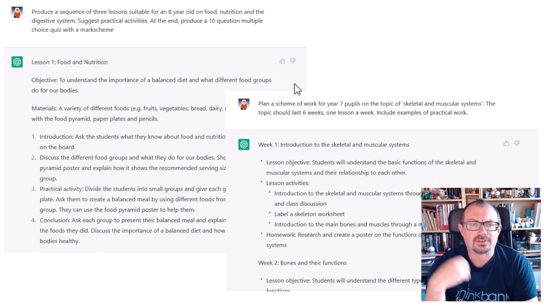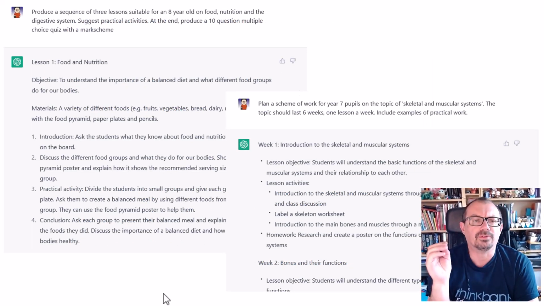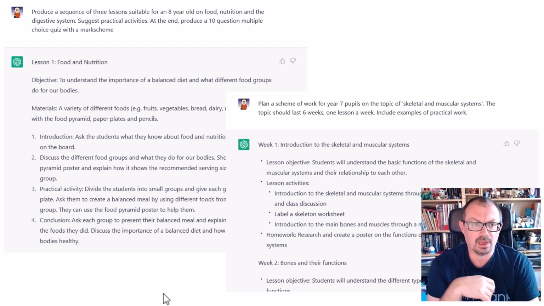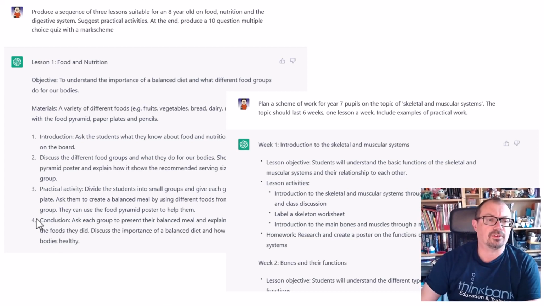So from that, I then started thinking, well, how would a teacher use this? And I was thinking of this for teachers and using it for their planning. So I asked it to produce lessons for me. So right, can you produce for me 3 lessons suitable for an 8-year-old on food nutrition? I want a practical activity, and I want a 10-question multiple choice at the end. And boom, off it went, and started producing lessons, which looks pretty good.